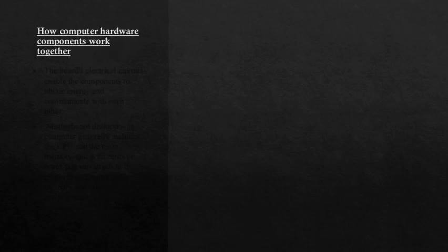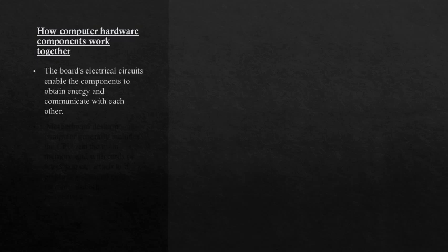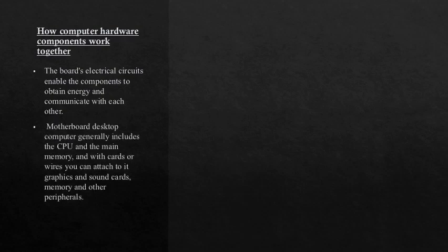How computer hardware components work together. The board's electrical circuits enable the components to obtain energy and communicate with each other. A desktop computer motherboard generally includes the central processing unit and the main memory, and with cards or wires you can attach to it a graphics or sound card, memory, and other peripheral devices.